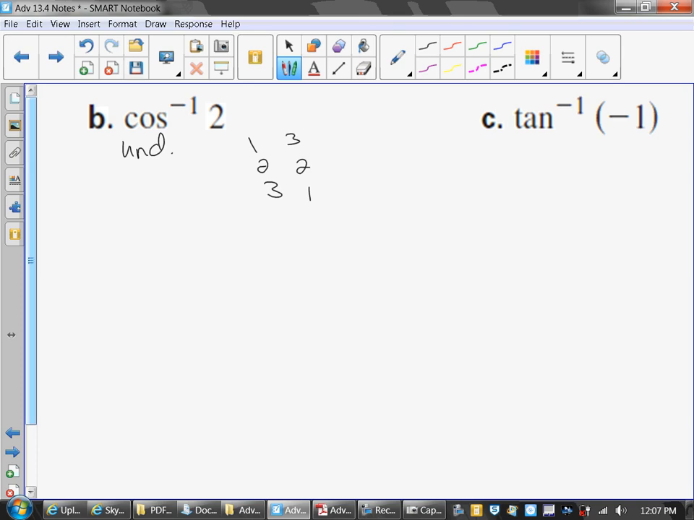In this case, it's going to ask you to find one angle that's in degrees and one angle that's in radians. You'll get one of each. Okay.